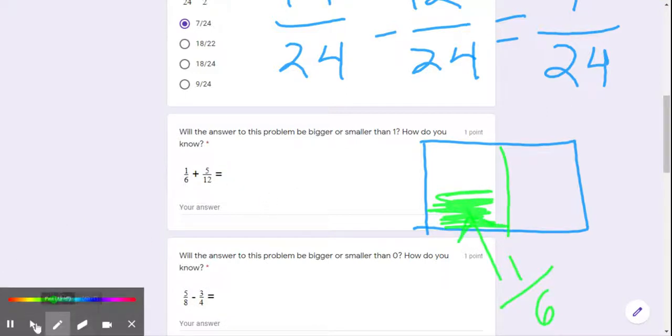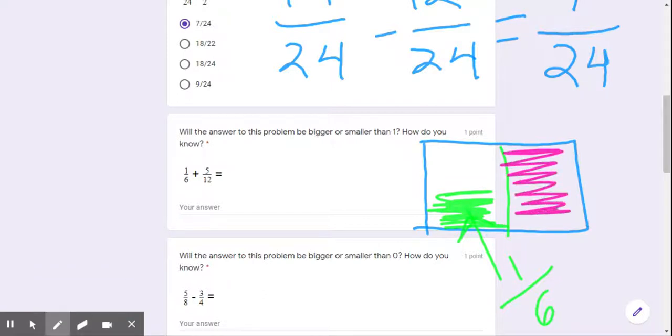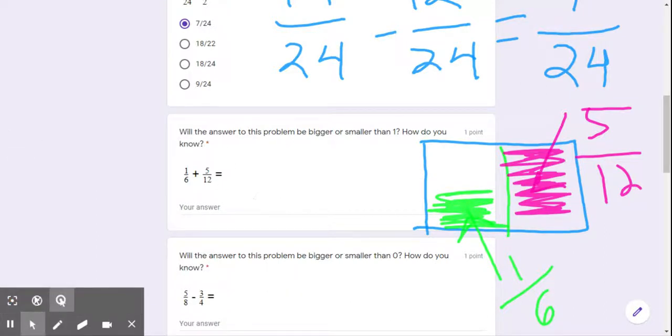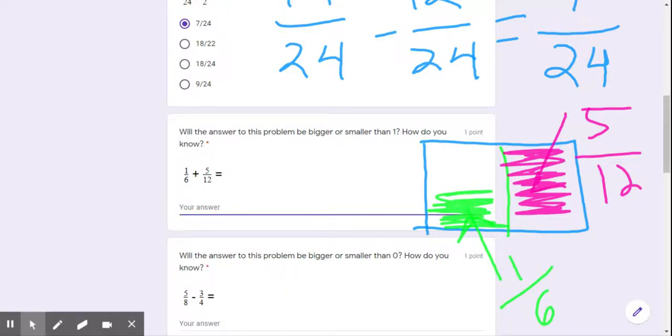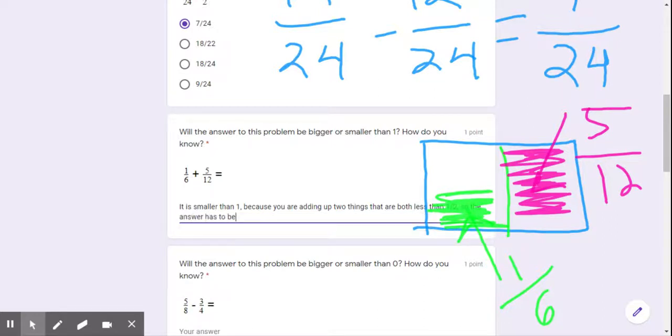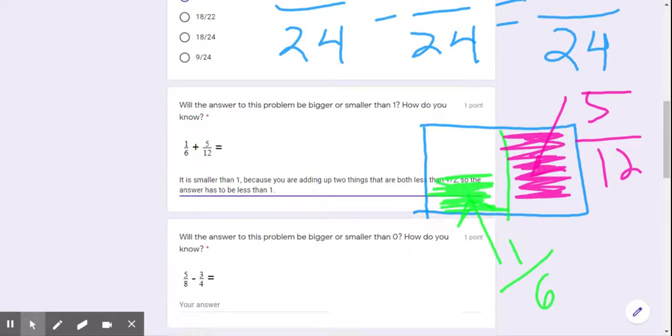I know that 5/12 is also less than half. So let's say this is 5/12, because 6/12 is half. So 5/12 has to be less than half. So if you're adding up two things that are both less than half, the answer has to be less than 1. So it is smaller than 1 because you are adding up two things that are both less than 1/2. So the answer has to be less than 1. Okay?